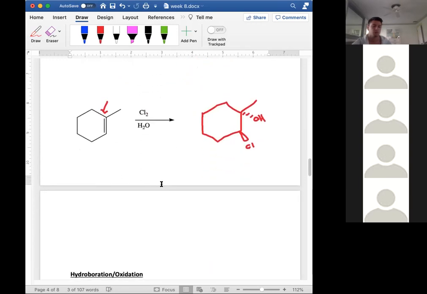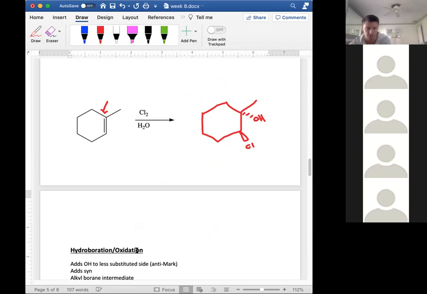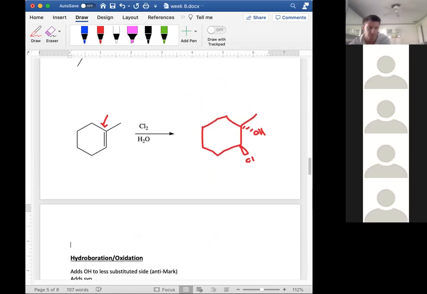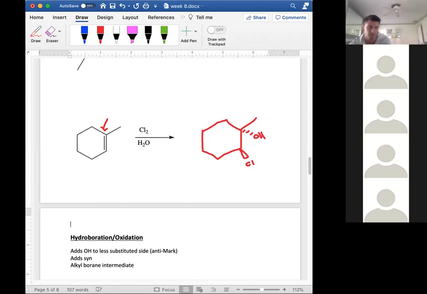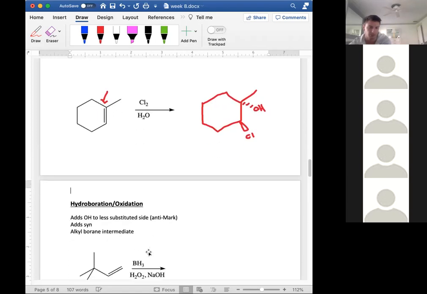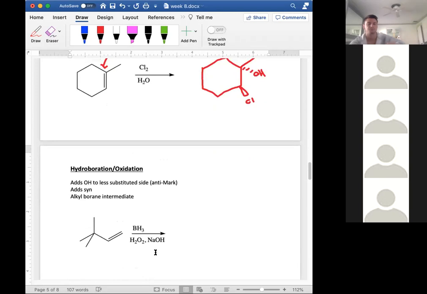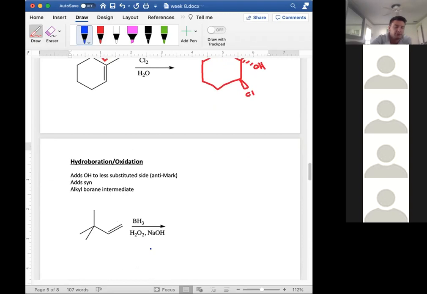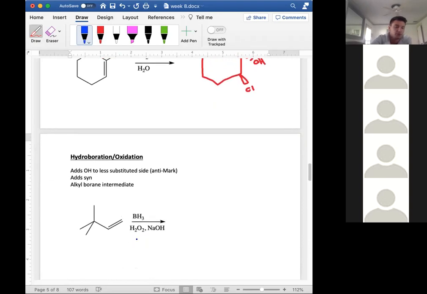All right, hydroboration. I mentioned it before. What do you think the reagent may look like? Yeah, there's going to be a boron around, right? So what's going to happen is you get some weird intermediate. Looks all complicated. But really, it's not when you break it down. All right.